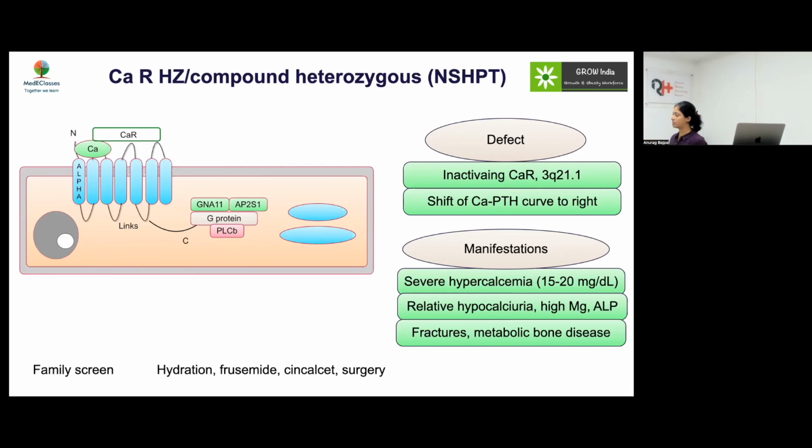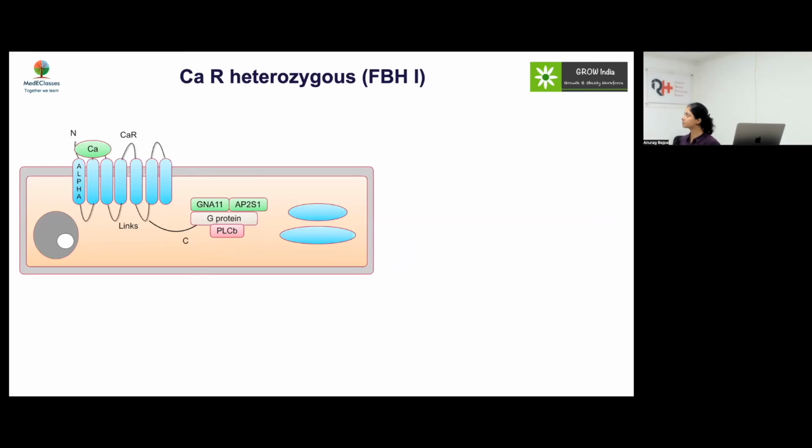In the setting of such severe hypercalcemia, hydration, furosemide, which is basically a hypercalciuric drug, and short-term cinacalcet are important, but the long-term or final step is the parathyroid surgery. Post-surgery, these children will have hungry bone syndrome, and therefore calcium and vitamin D supplementation is essential in the post-op period.